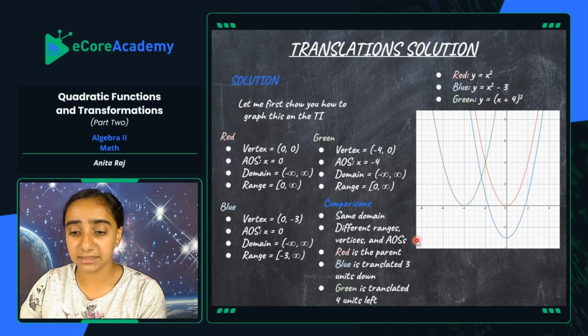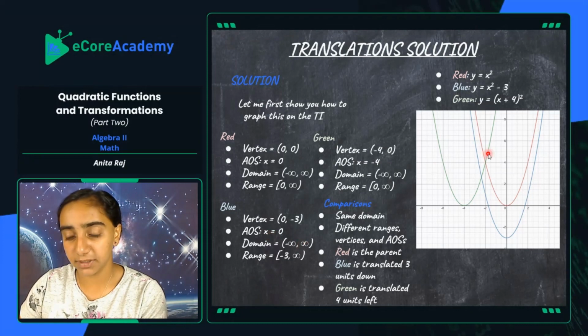Then we have different axes of symmetry. So this one's axis of symmetry is x equals 0. This one's also x equals 0 because it's just along the same vertical line. But this one is x equals negative 4. So it's shifted 4 to the left. So red is the parent function.